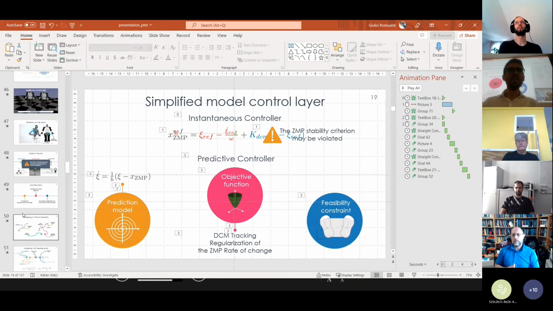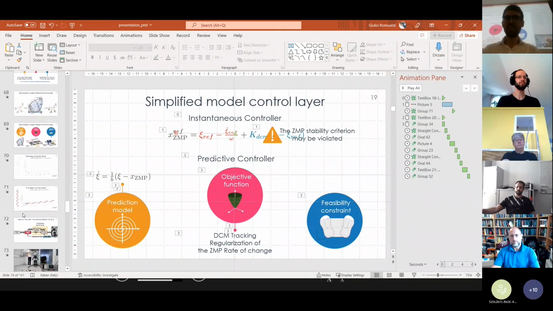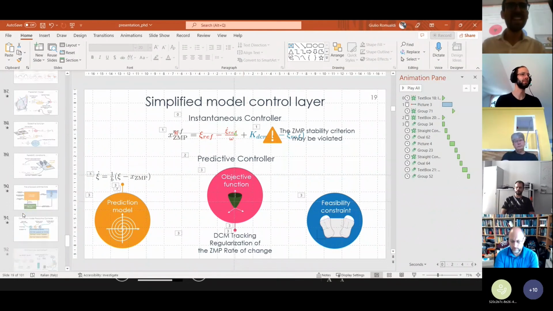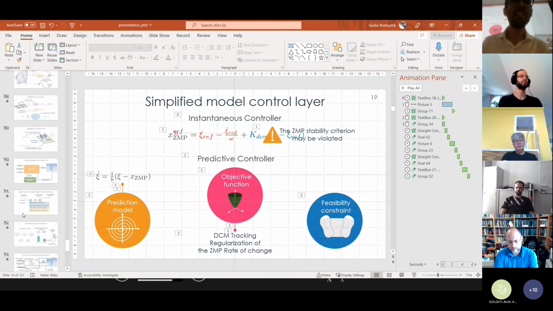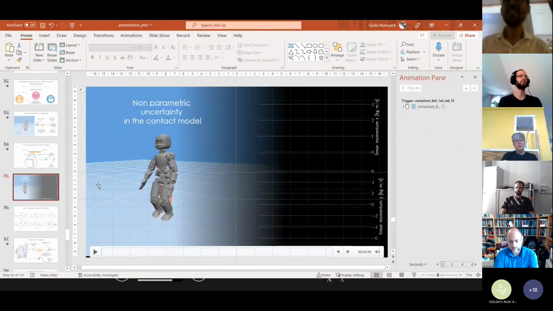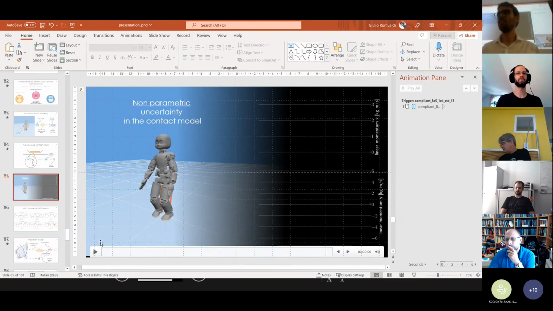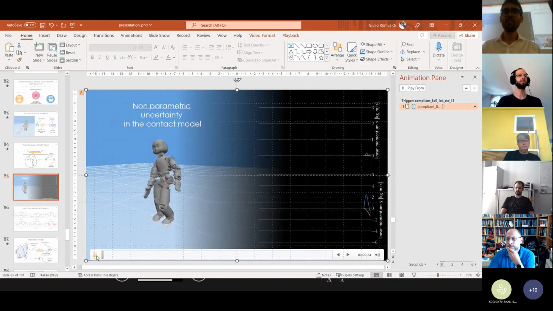Actually, I have a slide for this specific question. Let me look for the slide. Okay, this experiment is done only in simulation. We have our simulator, and in order to understand how robust our controller is in case of parametric uncertainty in the contact model, we ran this simulation.